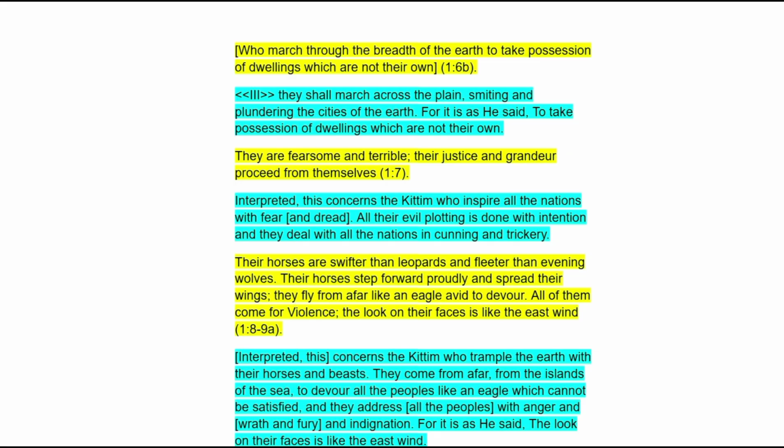In good time, hopefully. Who march through the breadth of the earth to take possession of dwellings which are not their own. Now, interpretation: they shall march across the plains, smiting and plundering the cities of the earth, for it is as he said, to take possession of dwellings which are not their own. Okay, moving on. They are fearsome and terrible. Their judgment and grandeur proceed from themselves. Interpreted, this concerns the Kittim, who inspire all nations with fear and dread. All their evil plotting is done with intent, and they deal with all the nations in cunning and trickery.